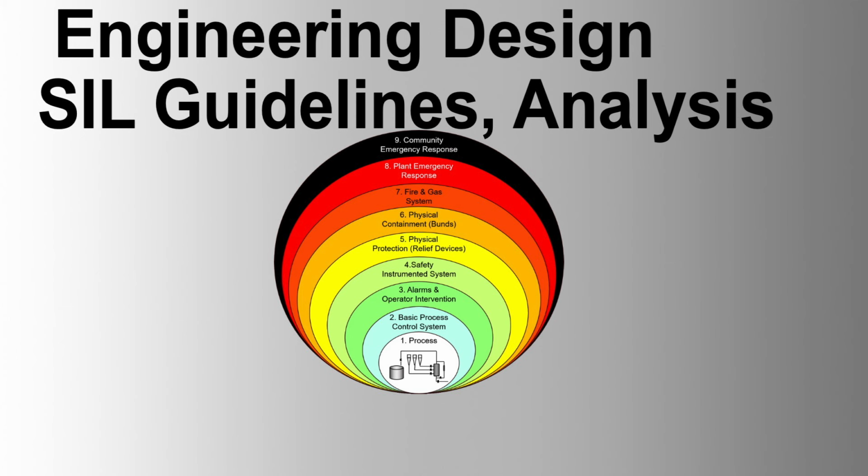FTA uses a top-down approach, beginning with a top event that represents a system failure. The analysis then identifies all possible causes leading to this top event. It employs logical symbols and gates to depict these relationships, ensuring a comprehensive analysis of potential failure pathways.